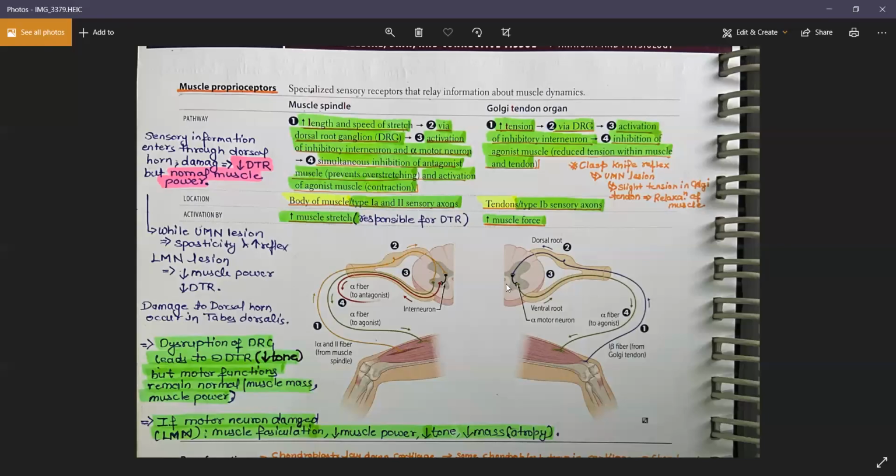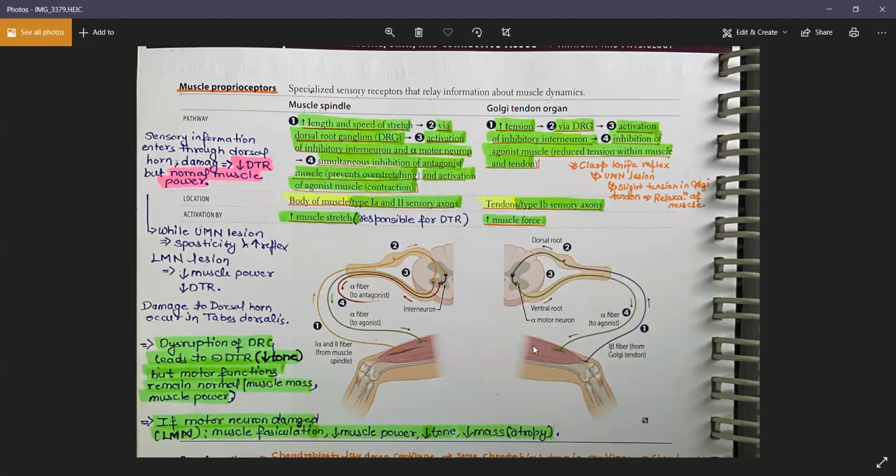And when the Renshaw cells are activated, they will cause relaxation by inhibiting the alpha motor neuron, right? So whenever the tension in my muscle is increased because of heavy weight lifting, what's going to happen? The Renshaw cells will be activated because of the Golgi tendon organ, and as a result, the contraction of my muscles is inhibited, right? This is just to make sure that my muscle won't get damaged because of this high tension. A protective mechanism exists.